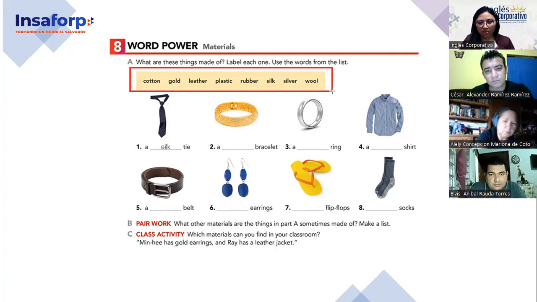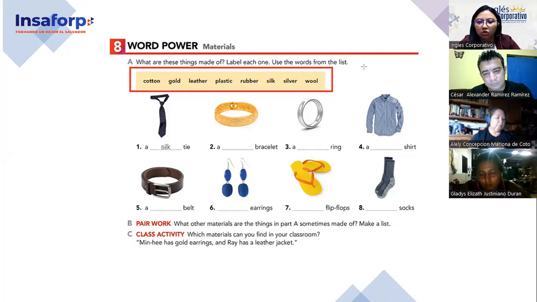Let me repeat the pronunciation. Cotton. Gold. Leather. Plastic. Rubber. Silk. Silver. Wool.